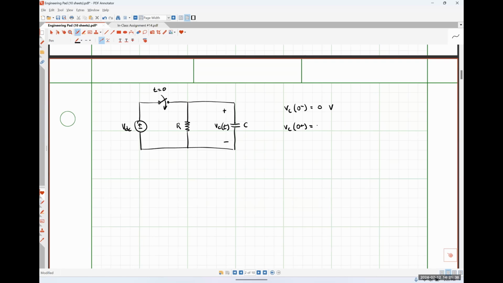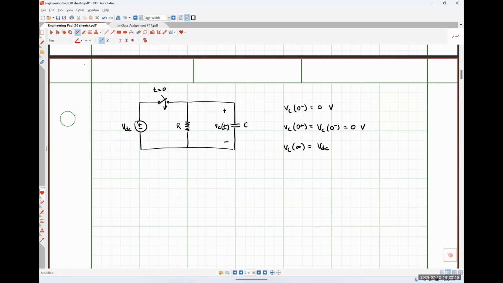So we know that always, always, always, the capacitor voltage at 0 plus is the same thing it was at 0 minus, which happens to be 0 volts. At t is equal to infinity, however, we would have a voltage of VDC across our capacitor because we've allowed enough time for the transient condition to die out. So our capacitor is effectively fully charged. And so that's why it has the exact same amount of voltage as the voltage source.